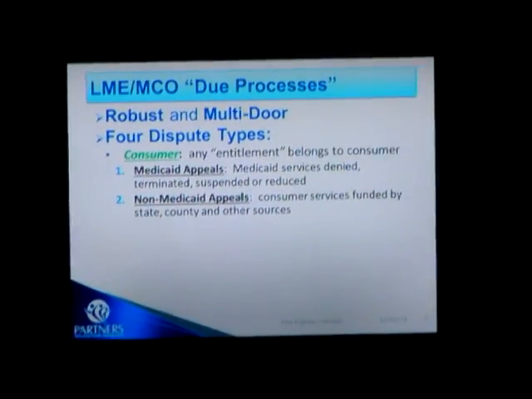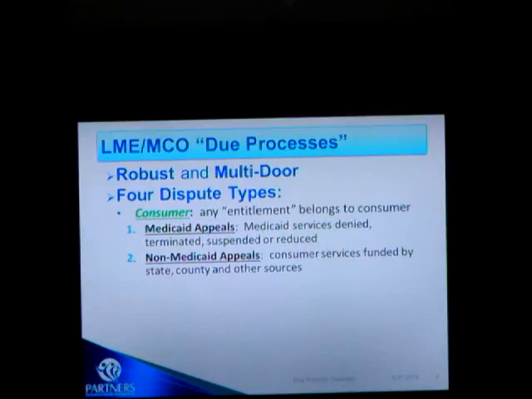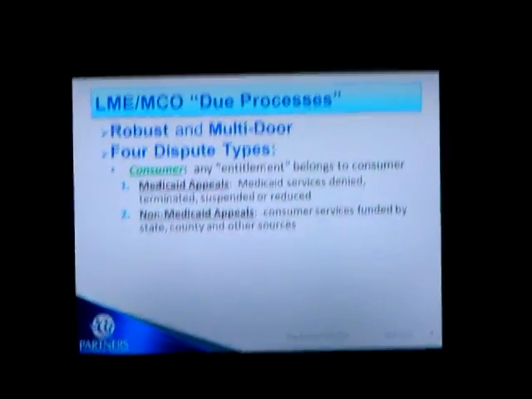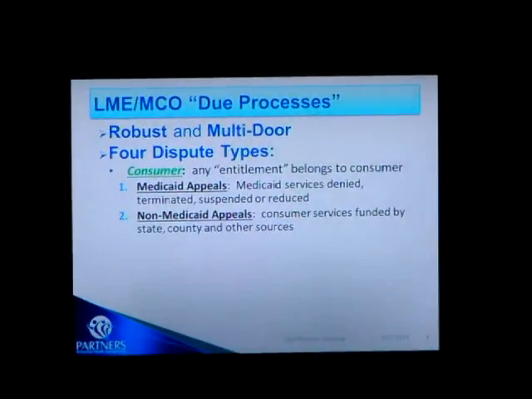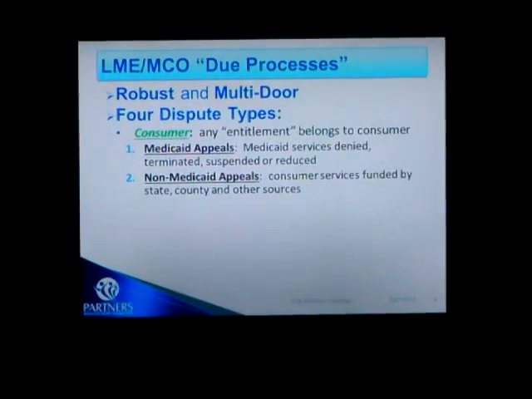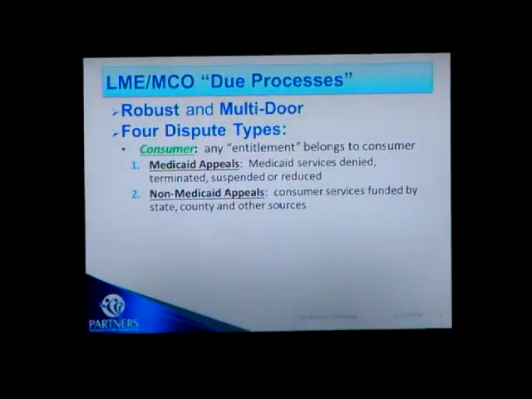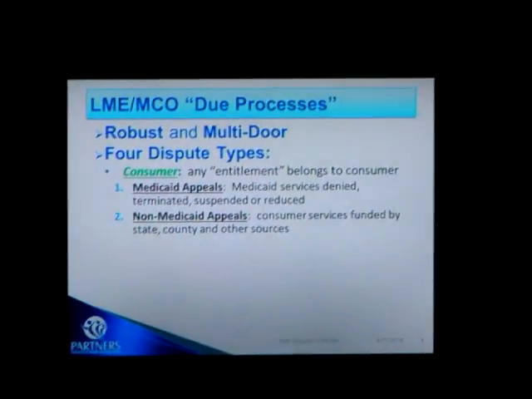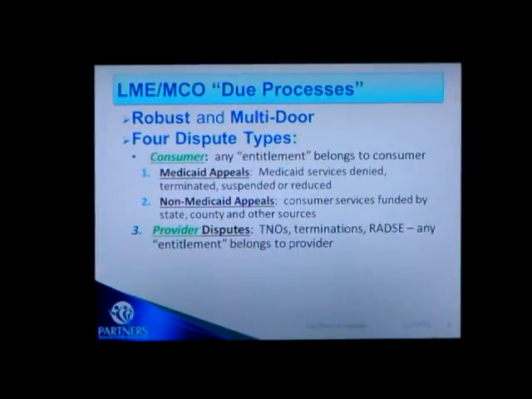So if we partially approve something, that's also a partial denial. There's a due process for that partial denial part. If we terminate, suspend, or reduce a service that has already been authorized and hasn't expired, there's a process to deal with that. For non-Medicaid, there are consumer services that are funded by the state, county, and other sources, and there's a process for that. Third, there are provider disputes.